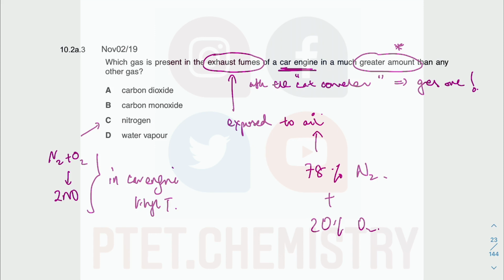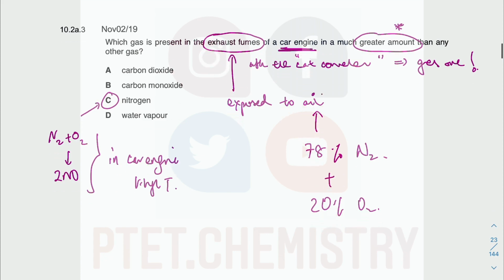So these are from your O-level constituent of air. Because the exhaust fume are exposed to air anyway, so you will have a lot of nitrogen in there, okay? Because there's a huge constituent of air, and also because the nitrogen won't have reacted in the exhaust fume because it's not hot enough, unlike in the car engine, is where the gases come out. Alright, so this is quite tricky in that sense.